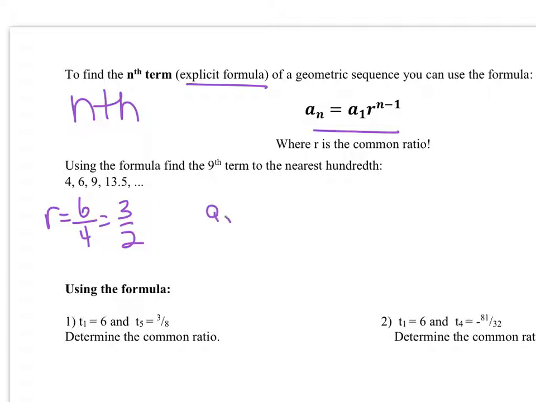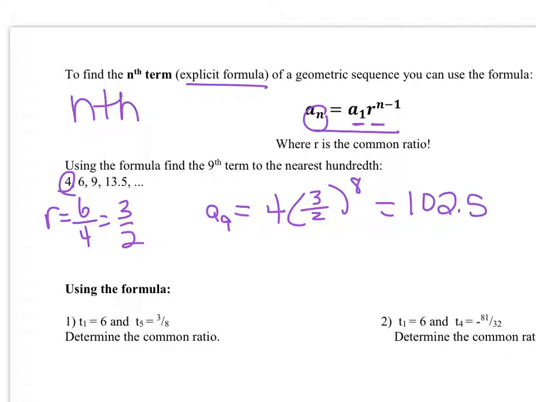We want to find the 9th term, so a sub 9. We're putting 9 in for n. The first term is 4, so I put that. The common ratio is 3 over 2, that's R. Again, I'm just following the formula: A1 is 4, R is 3 over 2, and then n minus 1, so 9 minus 1, or 8. Simply plug that into your calculator, and you get 102.52.